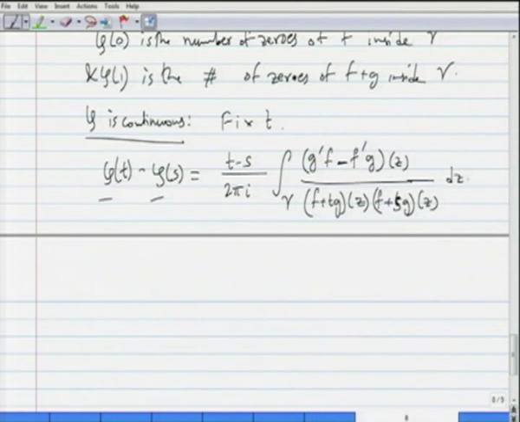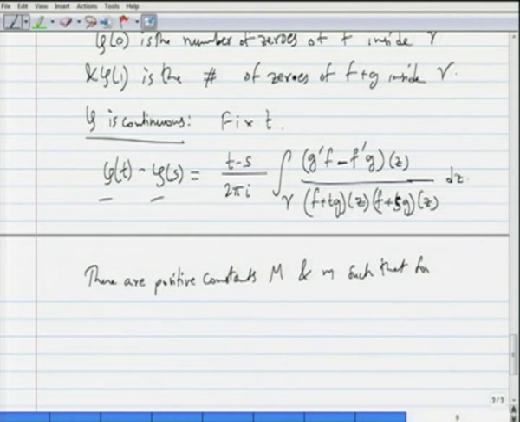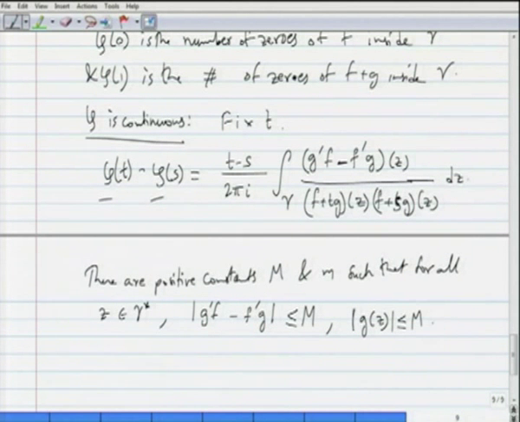Okay. So, now we note the following. There are positive constants capital M and little m such that for all z belongs to gamma star, modulus of g prime f minus f prime g is less than or equal to M. That is the extreme value theorem, which says that a continuous function attains its maximum. So, there is a constant M such that this g prime f minus f prime g in modulus is bounded, and g of z likewise is a function which is bounded, it is continuous. So, we are picking the maximum of them.